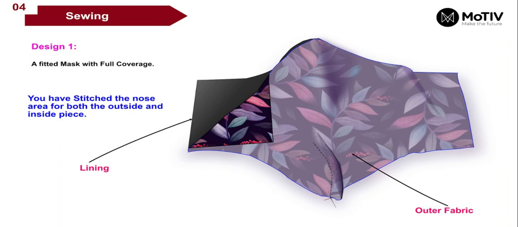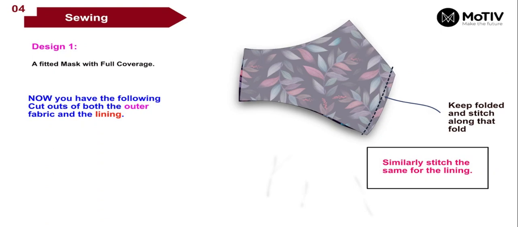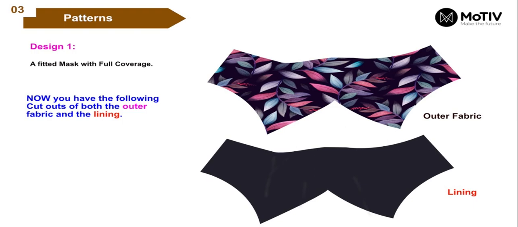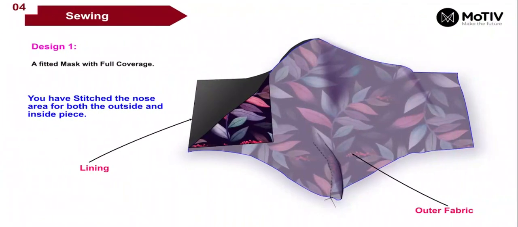Now, the next thing, now you have closed up both the lining and the outer fabric at the nose part. What I mean is you've closed up both of the nose pieces. You've closed up this area for the outer fabric and you've closed up this area for the lining. So the next thing would be to now join the outer fabric to the lining. So you bring this outer fabric closer onto the lining piece.